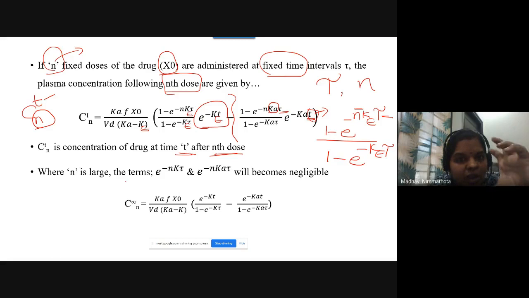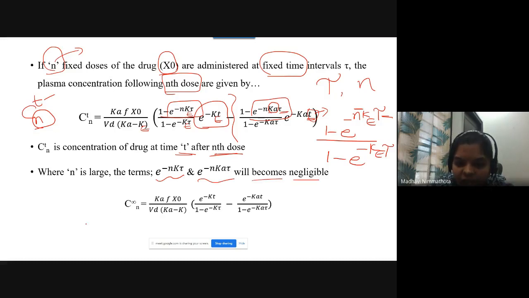So if your n, that is, the number of fixed doses, is larger, then your terms, e to the power of minus n Ke tau and e to the power of minus n Ka tau, these two terms will become negligible. So where are these two terms here? See here, e to the power of minus n Ke tau and e to the power of minus n Ka tau. Sorry, it's not t, it's tau. So these two parameters will become negligible.